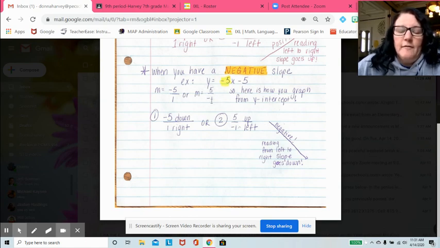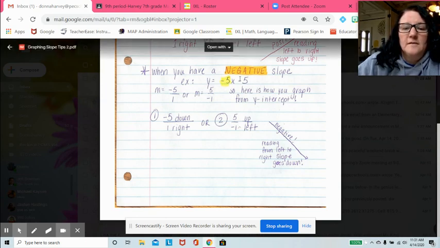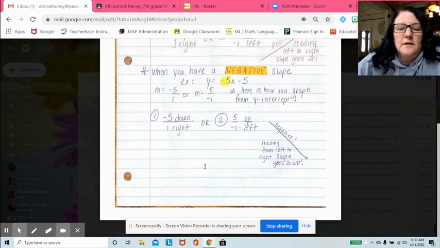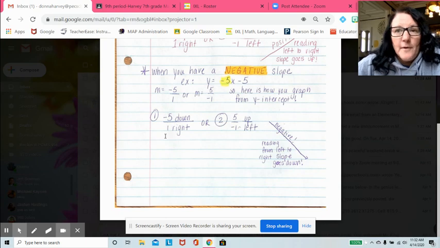So here's how you graph from the y-intercept. First, you would put your y-intercept as negative 5. Remember, guys, that the negative right here, this negative, is the sign, not the operation. This is the sign. Remember, I kept saying that? So you're going to start with your first dot at negative 5, and then you have 2 ways you can move. So if you go negative 5, you will go down 5 and to the right 1. Or you can go up 5 and to the left 1.